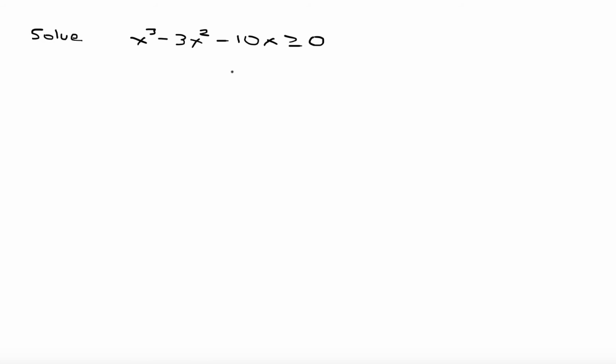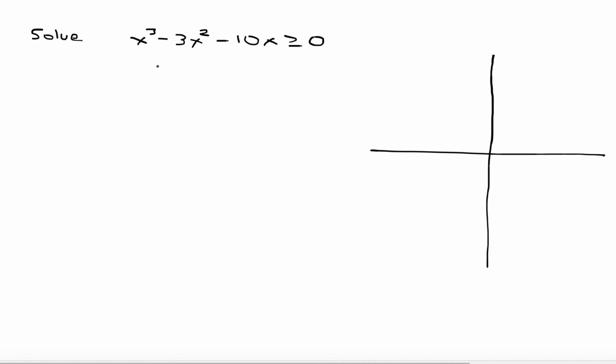It's a little bit easier to solve it by graphing it first. Now, make sure you understand what this means. Greater than 0 means anything above the x-axis, so we want to give the answer as the part of the graph that is above the x-axis. So first thing we should do then is just go ahead and graph this guy.